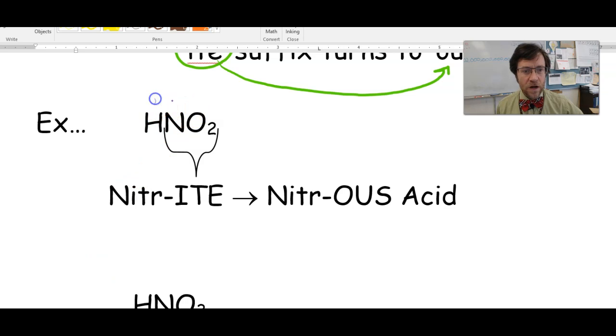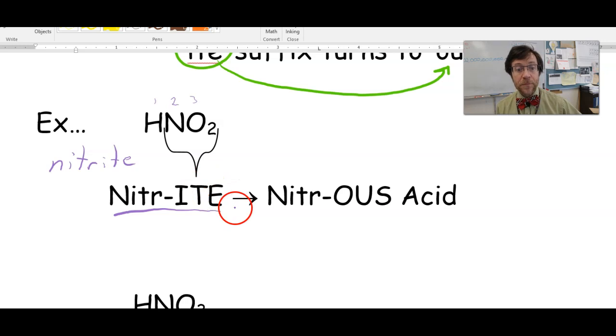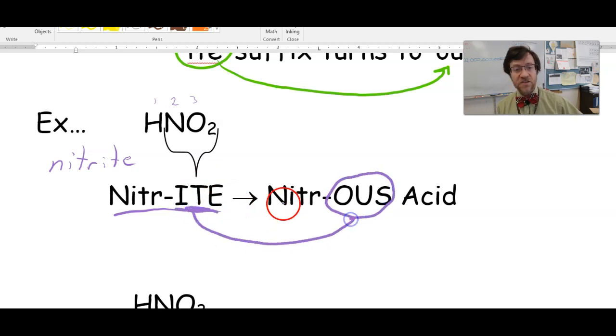All right, so here's how it works. I see one, two, three capital letters, so I must have a polyatomic ion. If I go to my table E, I look up NO2, and it is called a nitrite. This is called a nitrite polyatomic ion. So ate to ic, ite to ous. Instead of saying nitrite, we say nitrous, and then you say acid. That's it. Nitrous acid.